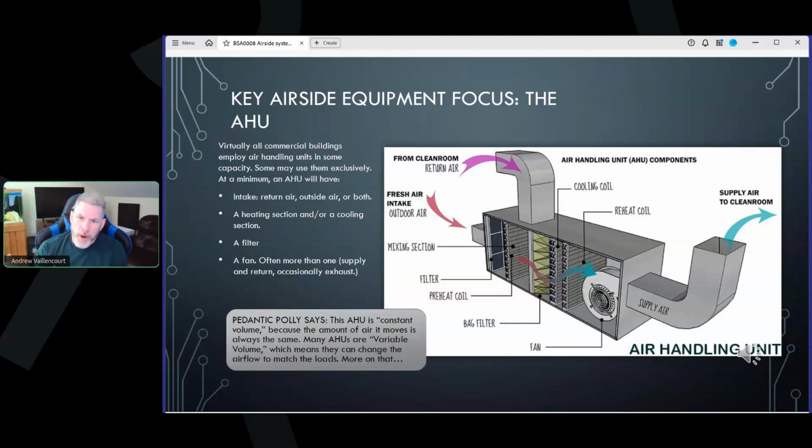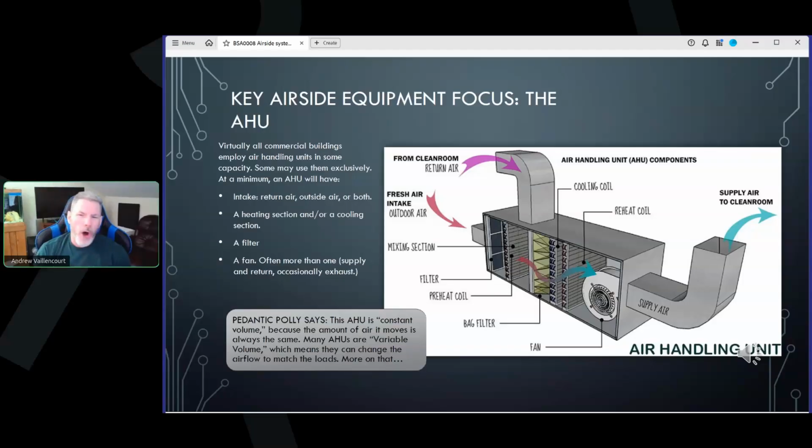These are the usual parts. This is a fairly typical commercial, what they might call a packaged air handler. A packaged air handler is simply an air handler you bought with all the stuff you need already inside of it. All right, it's going to have an intake. It's got to take air from somewhere. If it takes all of its air from outside air, it's a ventilating unit or a makeup air unit.